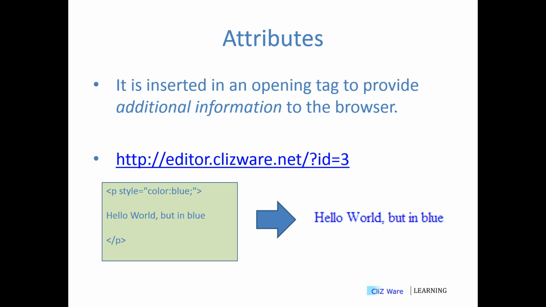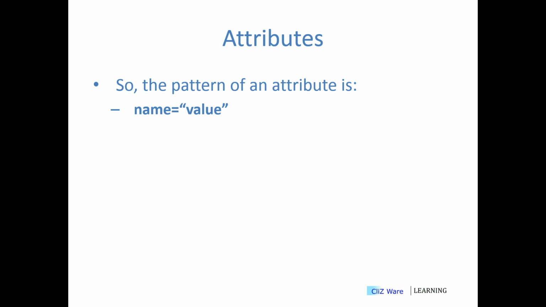So as we know now, attributes are just providing the browser with additional information about a specific tag. In this case, we provided the browser with the fact that it should be blue. So we've now seen the pattern. The pattern is name equals value. We have the name and then the value.